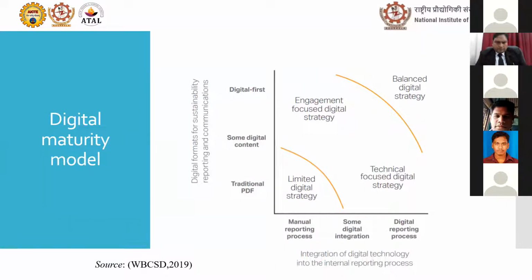So when we talk about some digital content and a little bit in between, some digital and digital reporting process, and some digital and digital first, so there are two strategies. If it is highly digital first, it becomes an engagement focused digital strategy. But if externally digitalized, see, internally you are using digitalization to a larger extent, but when you share it to the external audience, what happens? That time you are using somewhat digital content, so that is a technical focused digital strategy.